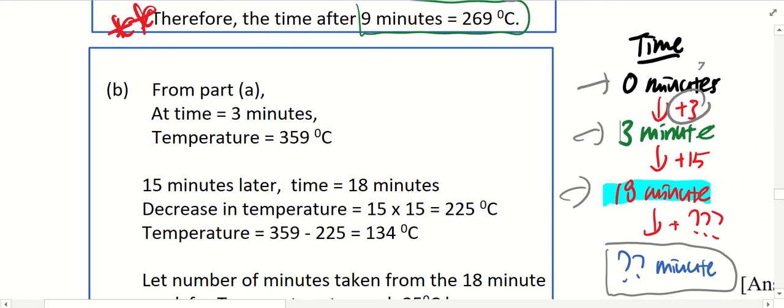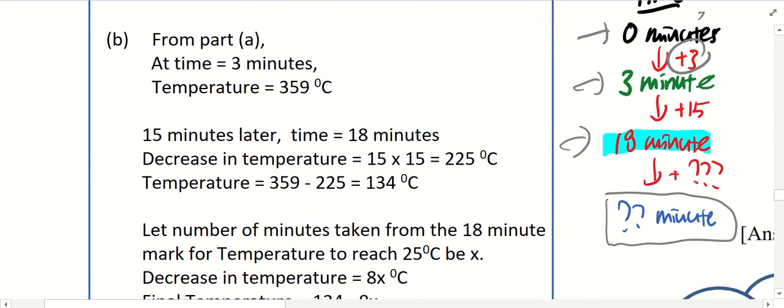I'll just begin here. Now, 15 minutes later, the rate of temperature drop has changed. 15 minutes later, time is 18 minutes. What is the drop in temperature? Well, the rate is 15 degrees Celsius per minute. I multiply by 15 minutes. That gives me 225. So the temperature after 15 minutes, at time equals 18 minutes, is 134 degrees Celsius.